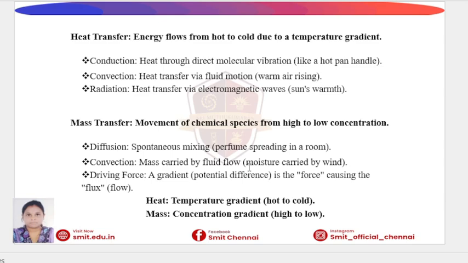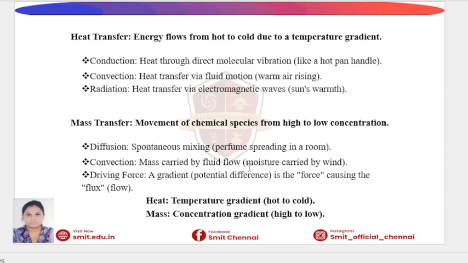Next one is heat transfer. Heat transfer is nothing but energy flowing from hot to cold due to temperature gradient. So heat is moving from one temperature to another temperature. Such a change in temperature is called a temperature gradient.